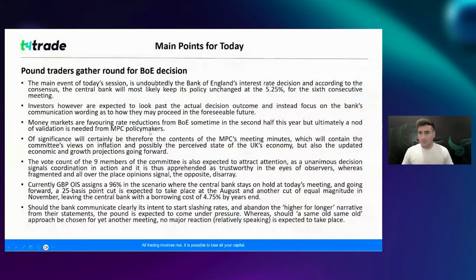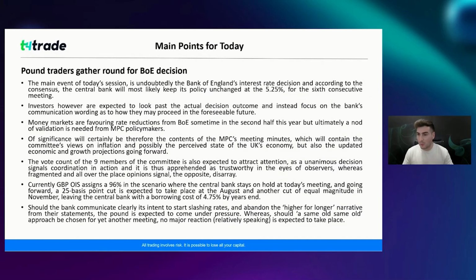Now, the first topic of conversation is going to be about the inbound decision from the Bank of England. So the main event of the day is undoubtedly the Bank of England's interest rate decision for the month of May, and according to the consensus, the central bank will most likely keep its policy rate unchanged at the 5.25% level for the sixth consecutive meeting later today.